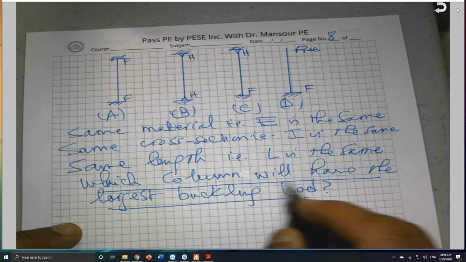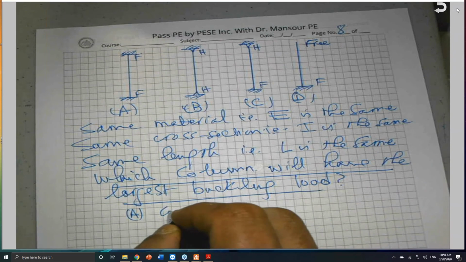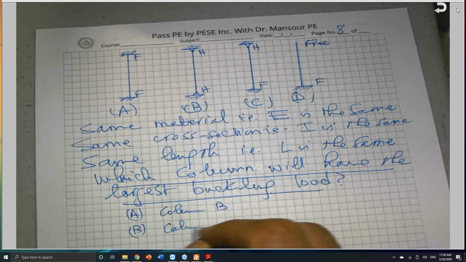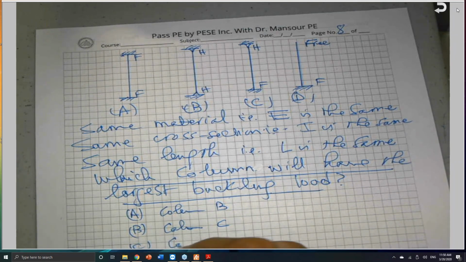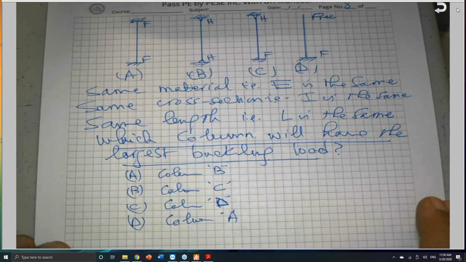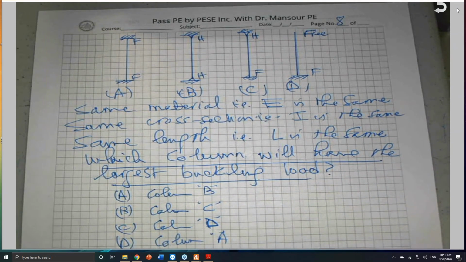So which column will have the largest buckling load? They can give you the answer as column A, column B, column C, or column D. So I have four columns. Conceptual questions: which one has the maximum or the largest buckling load, that is, carries the maximum load before it buckles?